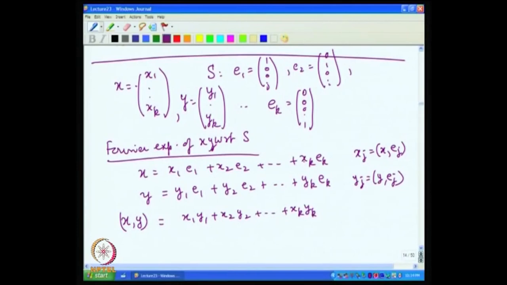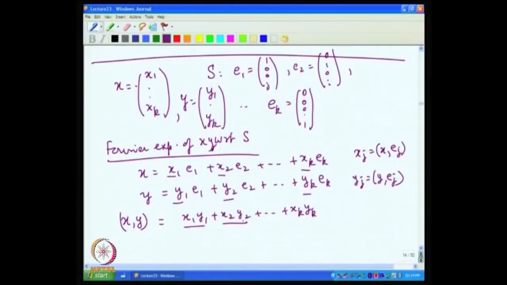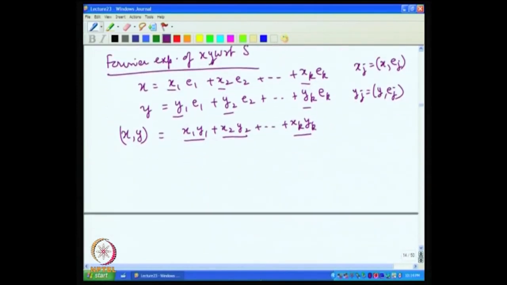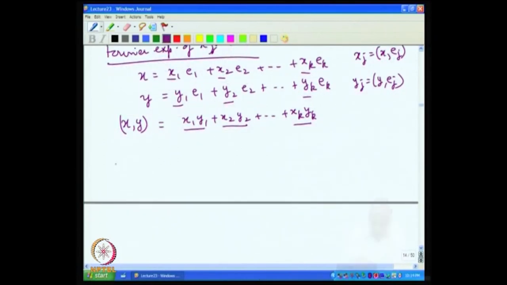Remember, these x1, x2, ..., xk and y1, y2, ..., yk are all the Fourier coefficients. So, this is the product of the first Fourier coefficients of X and Y, this is the product of the second Fourier coefficients, and this is the product of the kth Fourier coefficients. So, the inner product or the dot product is the sum of the products of the k Fourier coefficients.